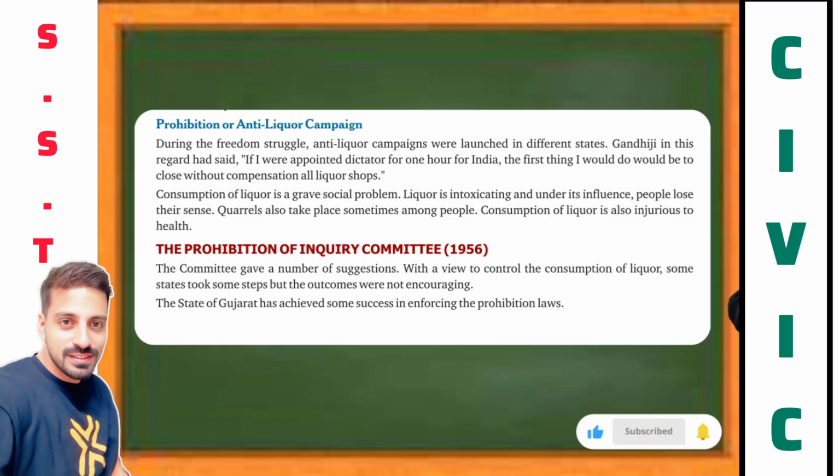Consumption of liquor is a grave social problem. Liquor is intoxicating and under its influence people lose their senses. Quarrels also take place sometimes among people. Consumption of liquor is also injurious to health.